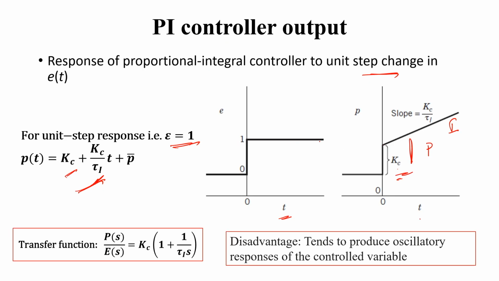This will be simply Kc times 1 plus 1 upon tau I into S. It also has certain disadvantages, like it tends to produce oscillatory responses because this is an integration. So, it produces an oscillatory response of the controlled variable. Of course, it minimizes the offset, but it takes a long time due to this oscillatory response.